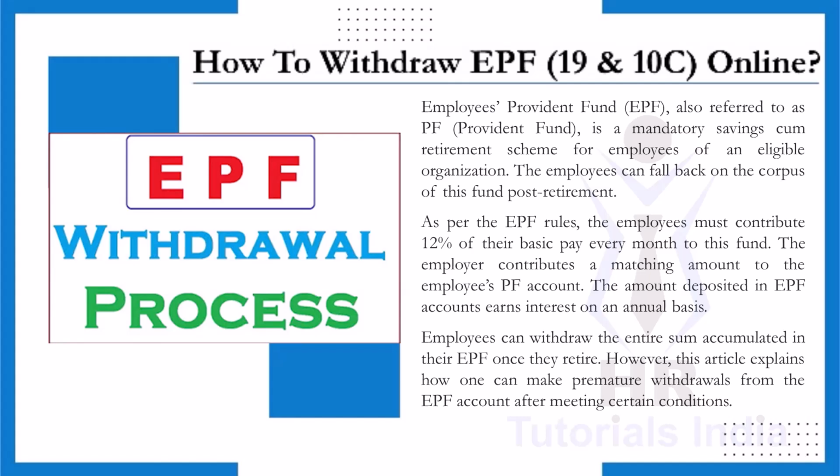Employees can withdraw the entire sum of accumulated EPF once the employee has retired. At the same time, an employee can also withdraw a part amount, or a partial amount, of PF from their PF balance depending upon their requirements, and the employee should meet the conditions. So let us understand what are the conditions which need to be met to withdraw partial PF.